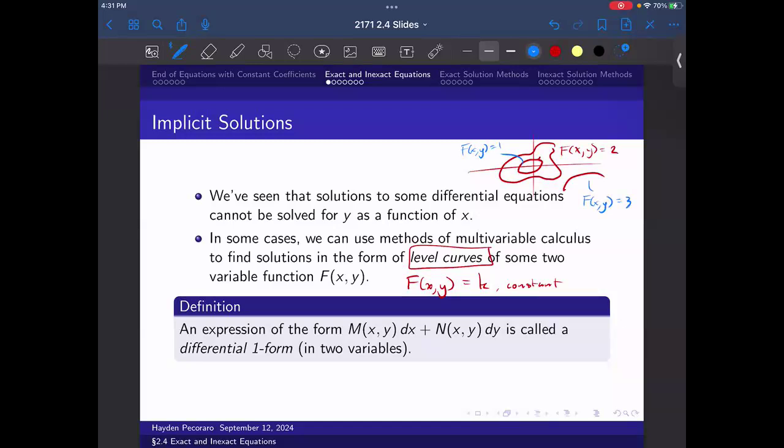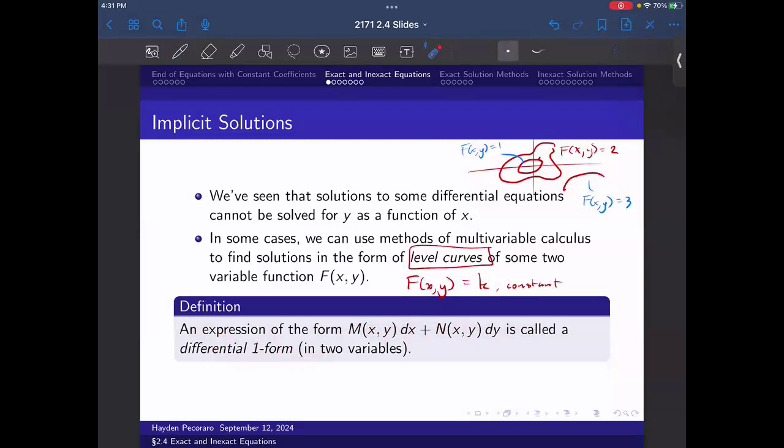So it's kind of like a topographical map, if you've ever seen those while hiking, or maybe looking at a map on Google Earth. It just tells you where is the height 1, where is the height 2, and where is the height 3, and so on. That's what we're going to get as a solution in these problems. So we need a definition. An expression of this form, as we saw with the previous type of differential equation, is called a differential one form, and it's in two variables, x and y.